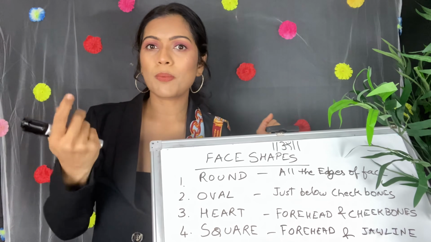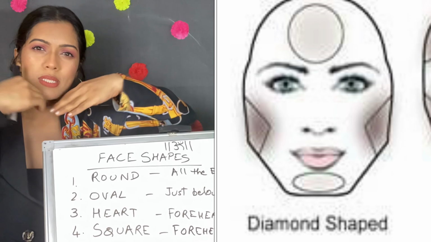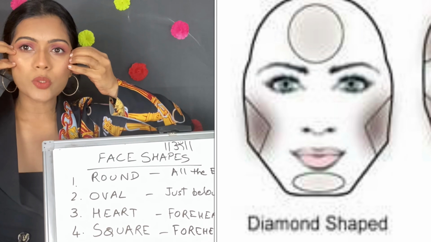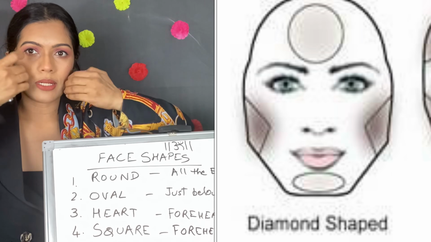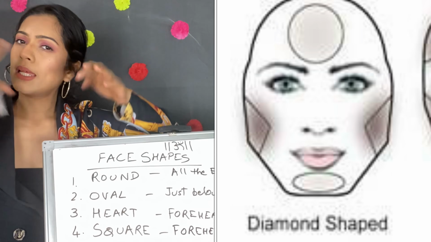So in diamond face shape, as you can see, this is narrow, this is narrow, everything is narrow. What is broad is only the cheekbone. So you just have to contour the cheekbones here, a little bit below your cheekbone, this part. That's it.